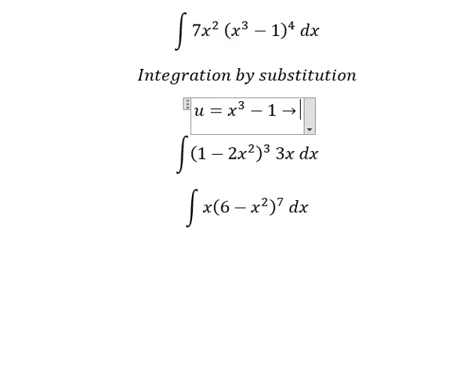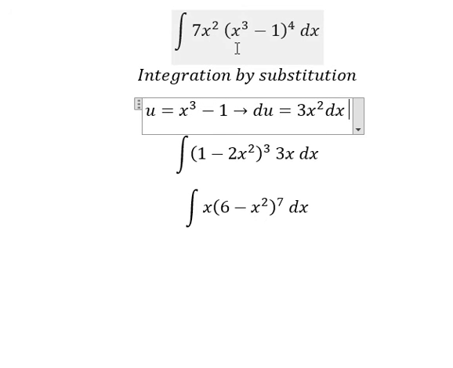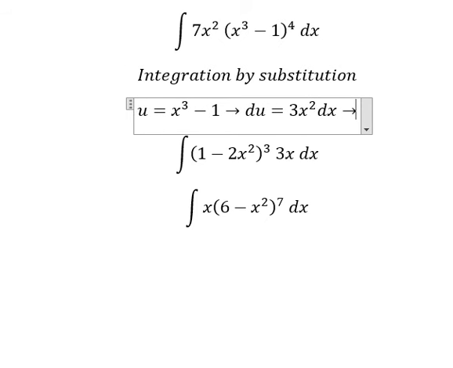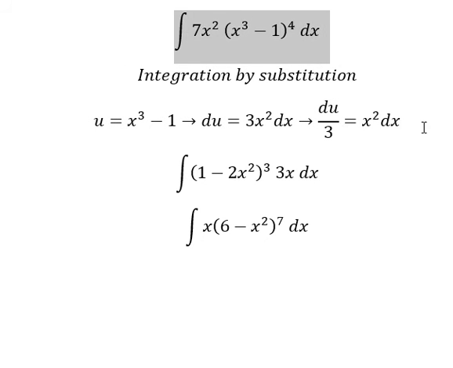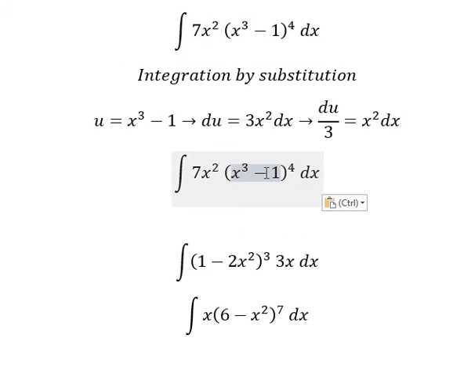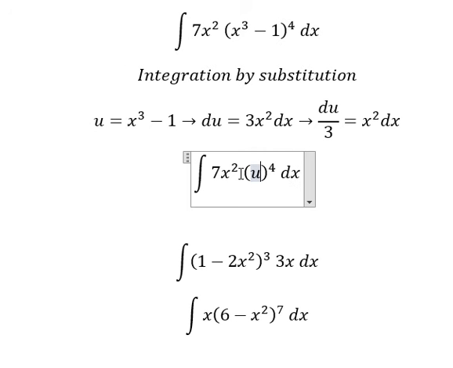So we first do the derivative for both sides. So we have 3s squared ds. Because we don't have number 3 in here, we divide both sides by number 3. So this one we change for u. s squared ds we change for this one.